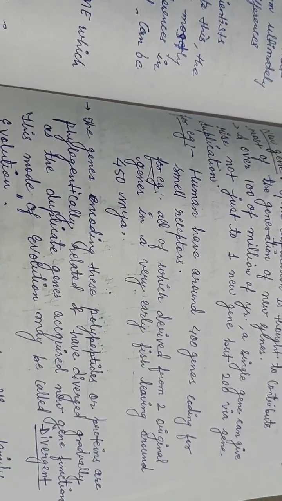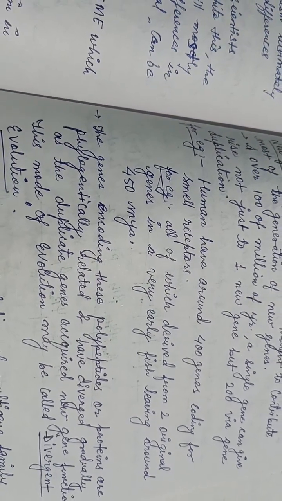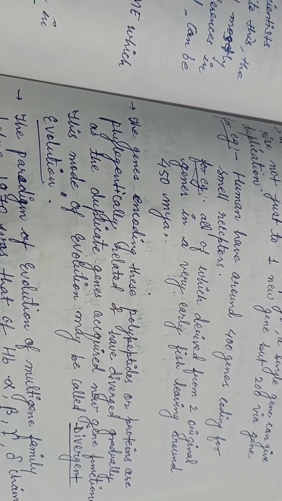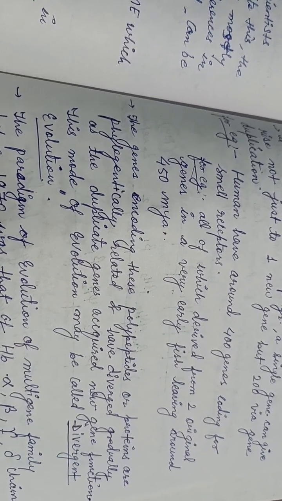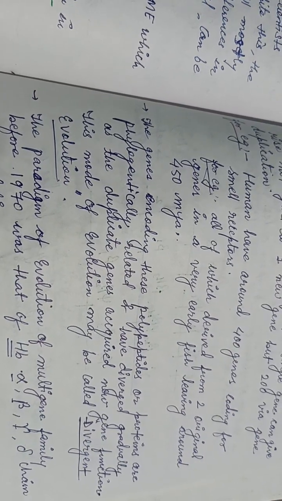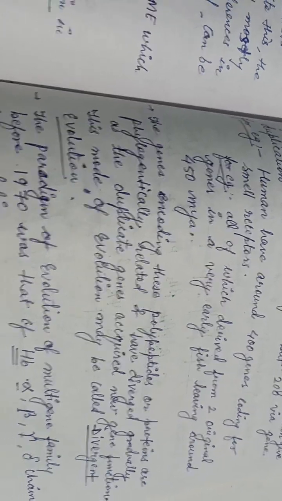For example, humans have around 400 genes coding for smell receptors. The genes encoding these polypeptides or proteins are phylogenetically related and have diverged gradually as the duplicate genes acquire new gene functions. This mode of evolution may be called divergent evolution. As we know, the evolution of life started from the water.